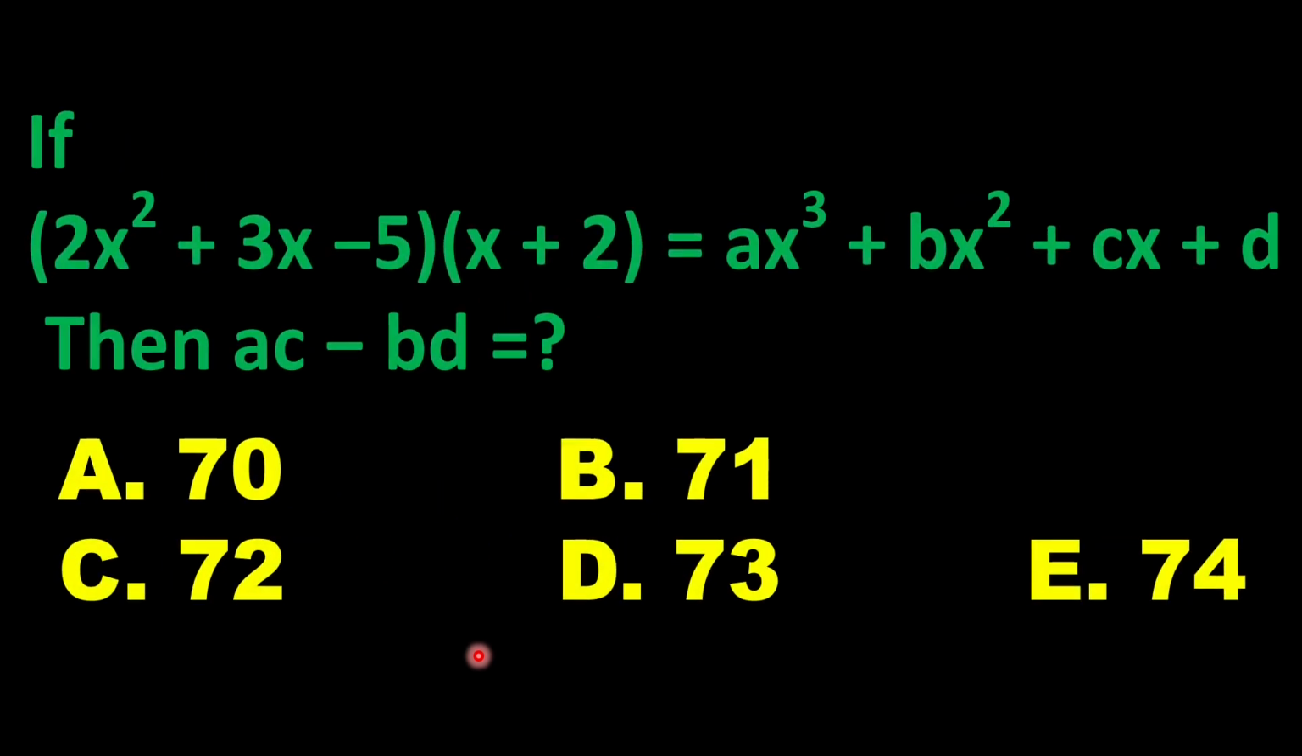So now let's revert to our original question. This was our question: if (2x² + 3x − 5)(x + 2) = x³ + bx² + cx + d, then what is the value of AC − BD? So we determined this value, which is equal to 72. So option C is our correct answer. So this is the correct answer of this question.